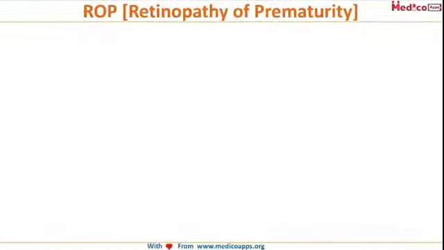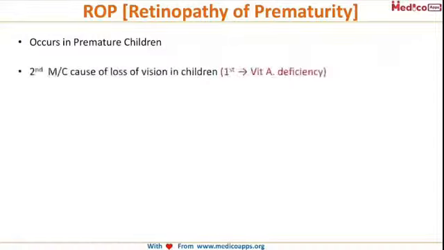The retinopathy of prematurity. As the name suggests, it occurs in premature children and it is the second most common cause of loss of vision in children. Kindly note that there is loss of vision in ROP and it is the second most common cause, only preceded by vitamin A deficiency. So for your MCQ, the first most common cause of loss of vision in children is vitamin A deficiency, and the second most common is retinopathy of prematurity.